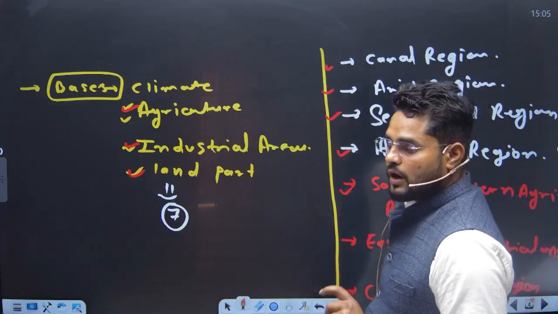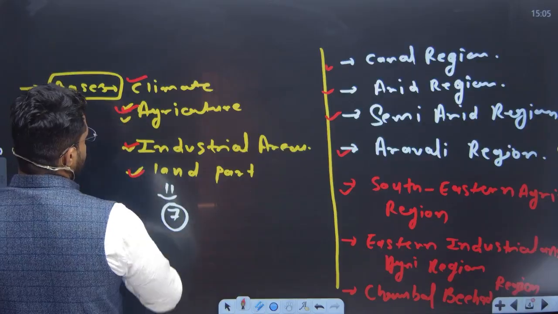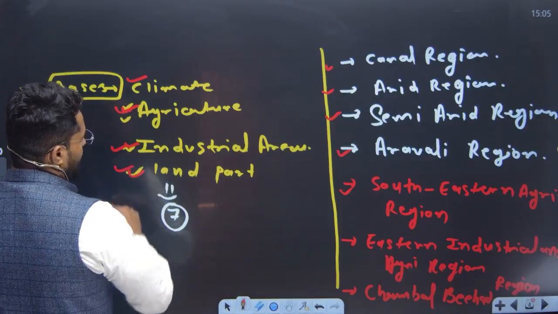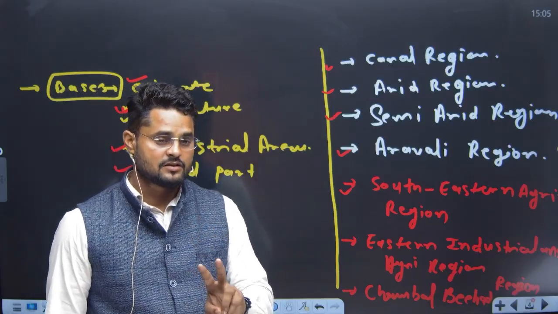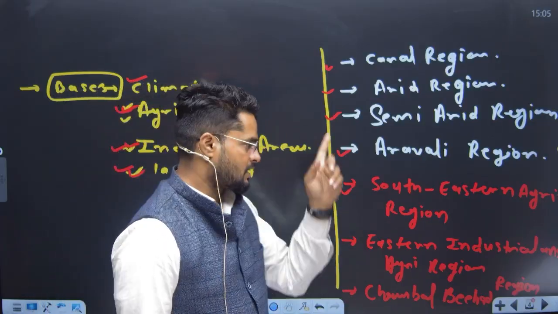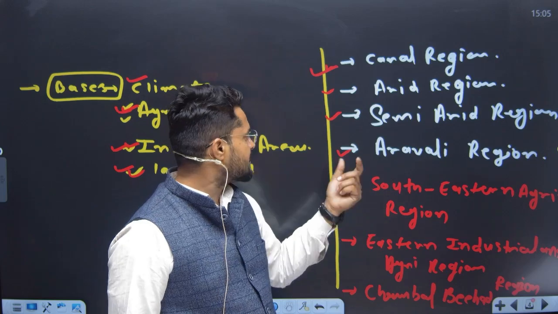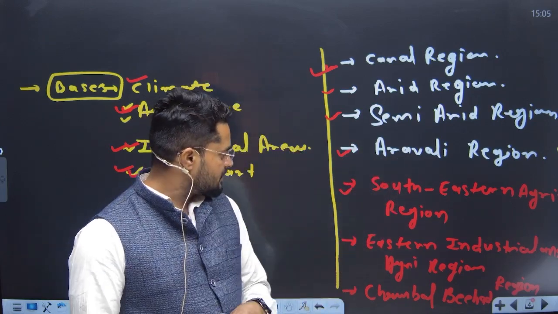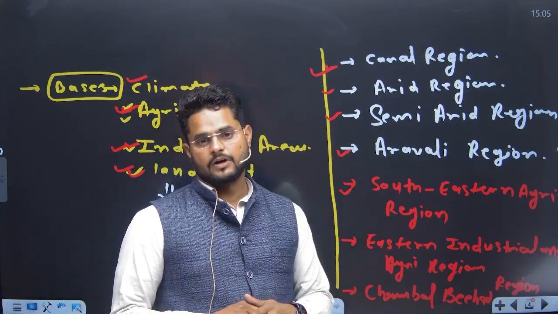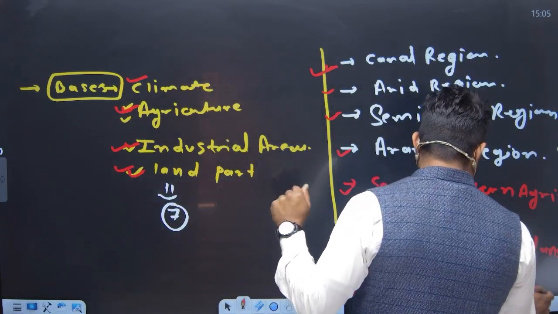In this book, on the basis of climate, agriculture, industry and land, Rajasthan is divided into seven physical regions: canal region, arid region, semi-arid region, Aravalli region, southeastern agriculture region, eastern industrial agriculture region, and Chambal Behad. That is Professor V.C. Misra's physical division.